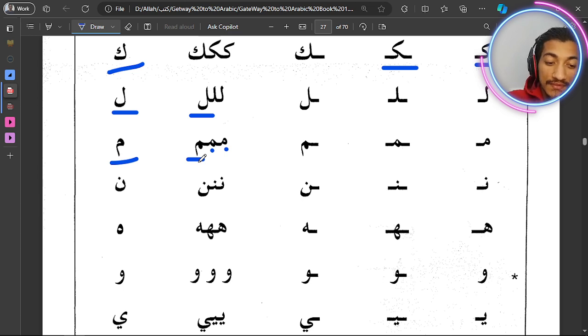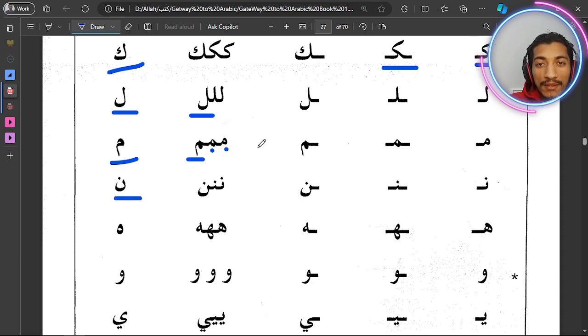Going to the next, which is noon. Noon has a dot up. And as we know, noon goes down to the line. But in this case, it will not. As we know, we will not go down to the line when we connect them together. Okay? It will be similar to ba, ta, tha.